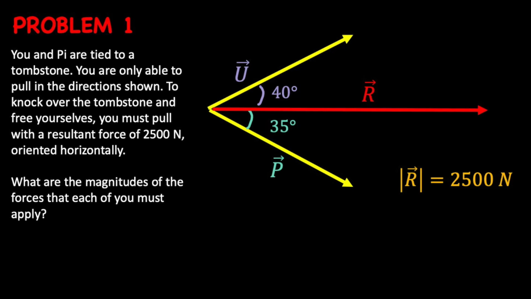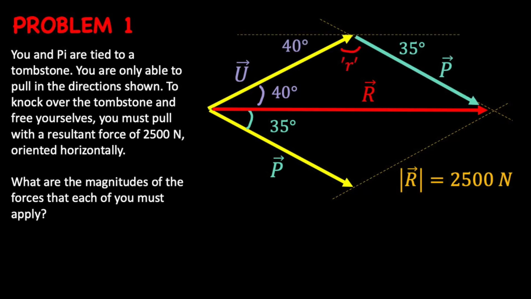We're going to use the parallelogram law. Start by drawing the resultant vector from the tails of our other vectors. We know our resultant will be horizontal and have a magnitude of 2,500 newtons. Now we use the directions of our other vectors to draw our parallel lines at the head of our resultant. Vectors u and p go from our tails to the point where they intersect the parallel lines.